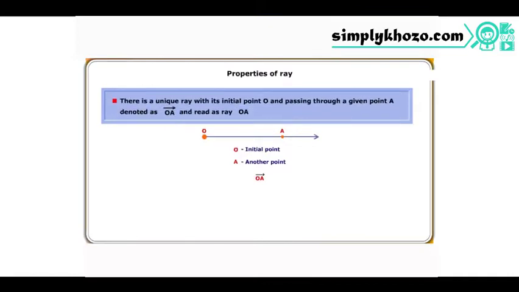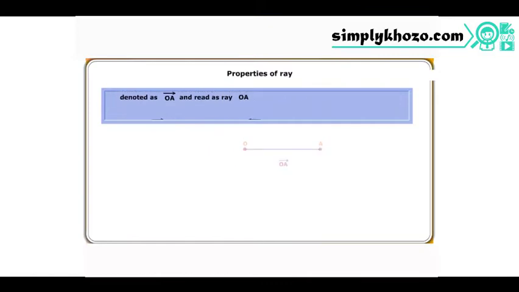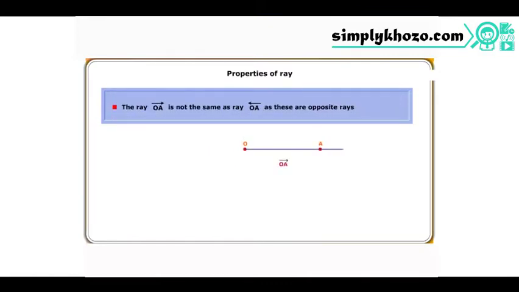There is a unique ray with its initial point O and passing through a given point A, denoted as ray OA and read as ray OA. This means that if two points O and A are specified only, one ray can be drawn connecting OA. Thus, this ray is unique. The ray OA is not the same as ray AO, as these are opposite rays.